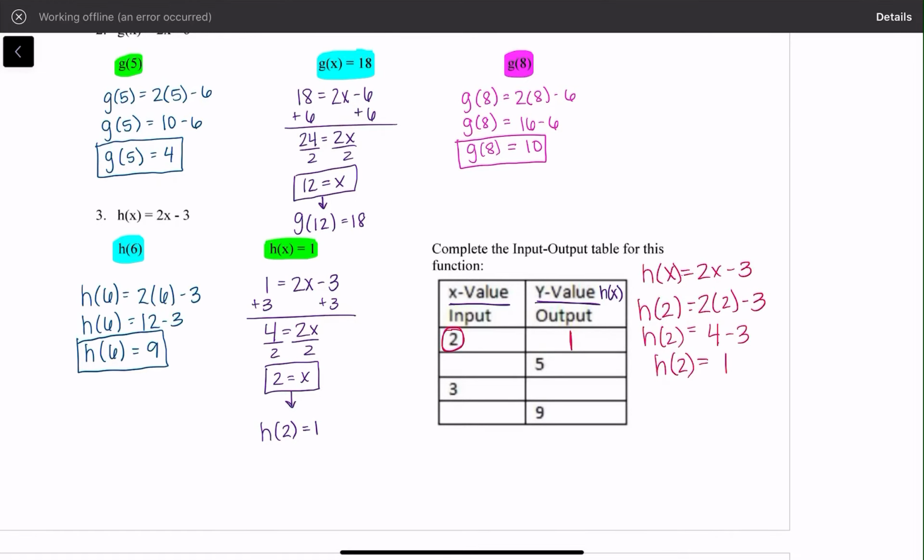And while I'm doing inputs, I'm just going to go ahead and do the second input. My second input is 3. So I'm going to have to solve for h of 3. So 2 times 3 minus 3. 2 times 3 is 6, and 6 minus 3 is 3.